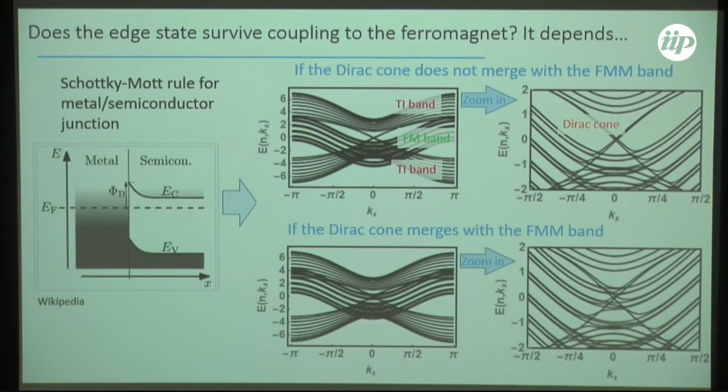But in principle, generically, you can have a second situation: because of the Schottky-Mott rule and the shifting of the chemical potential, this Dirac cone is completely submerged into the ferromagnetic bands. If this situation happens, then you don't have any Dirac cones anymore. You can't even identify it anymore. All the bands are meshed up together. So at least in this simple model, we can study both situations. This is just a simple tuning of the relative chemical potential between the two materials.